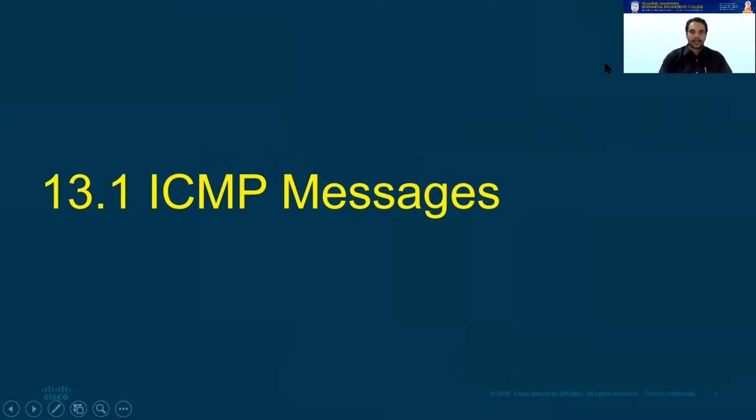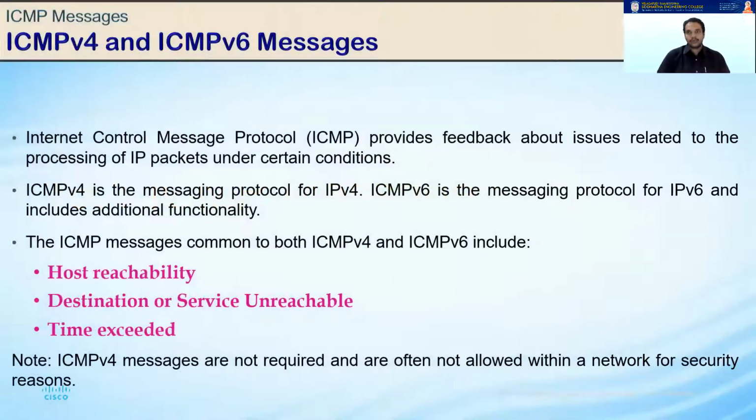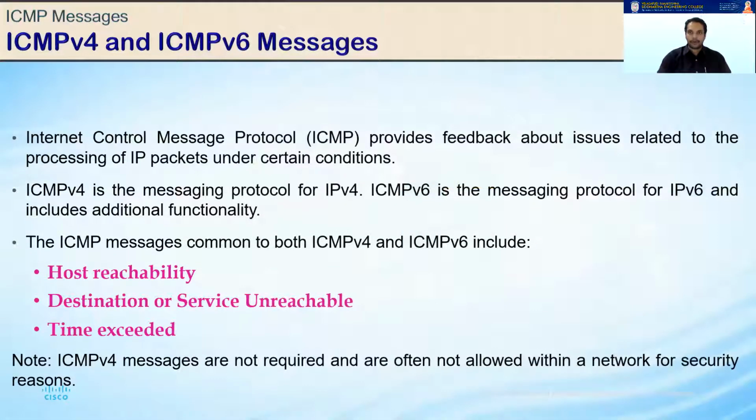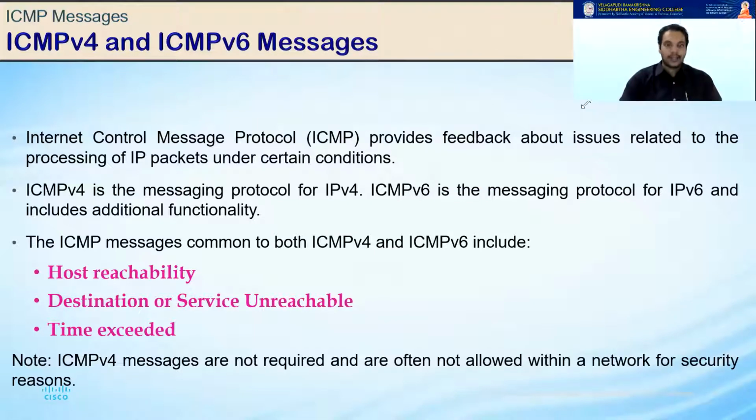So in these ICMP messages, as I told you, this protocol is primarily designed to provide feedback about issues related to the processing of IP packets under certain conditions. Like IP, there are two versions of ICMP again. One is called ICMP version 4 and the other one is ICMP version 6. ICMP version 4 works with IPv4, whereas ICMP version 6 works with IP version 6.